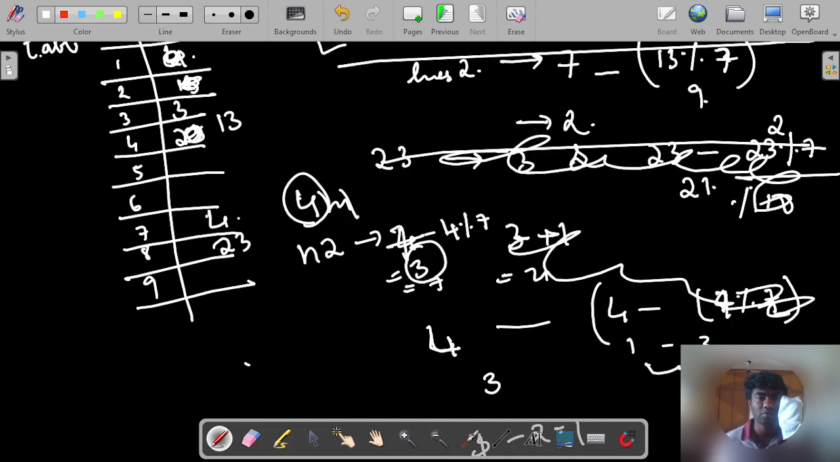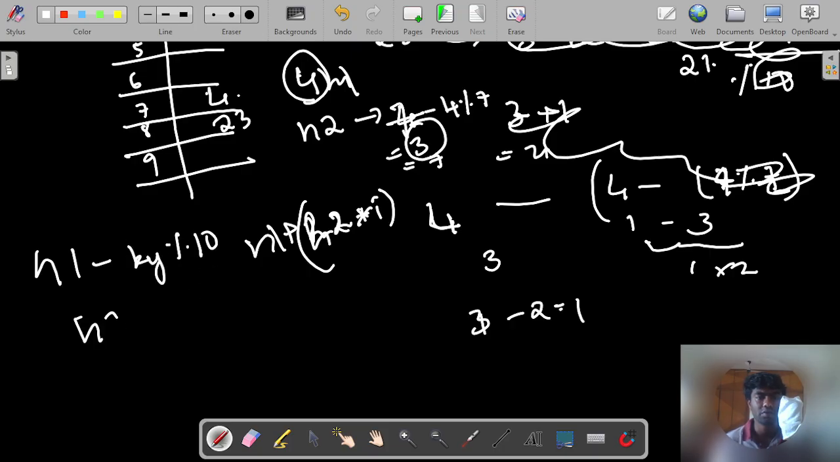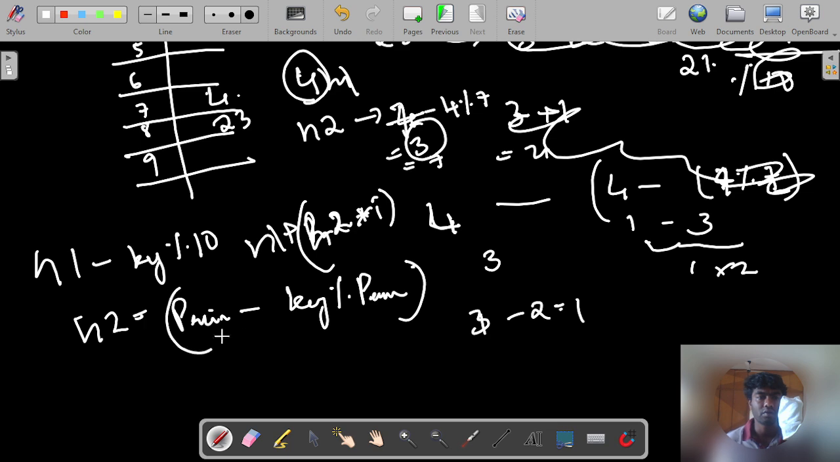So it will be h1 plus h2 times i, right? So, understanding this, h1 is nothing but key modulus of table size. h2 is equal to a prime number minus the key modulus of the prime number. Okay, so this is the whole idea.